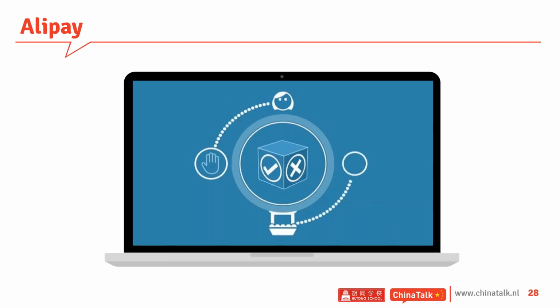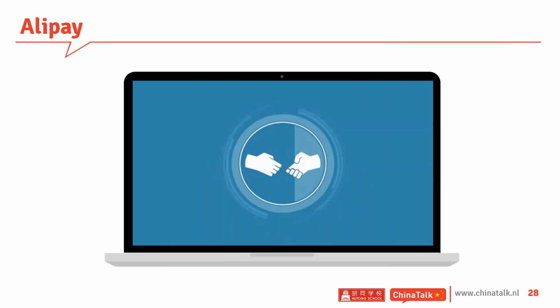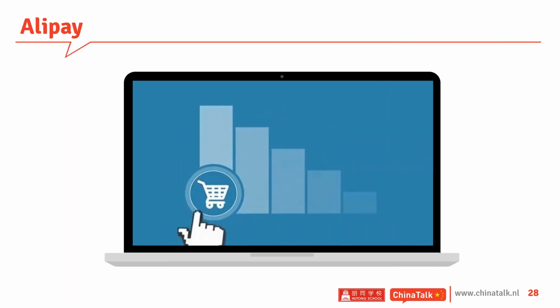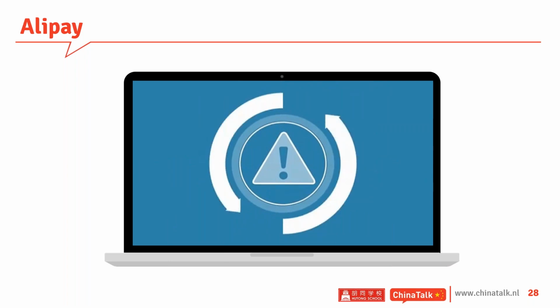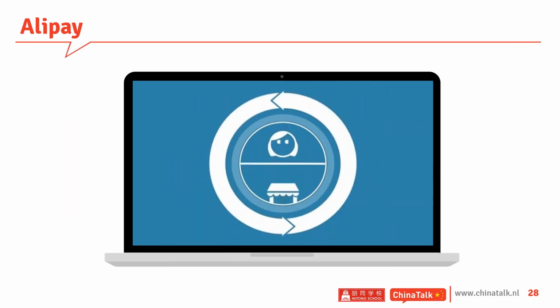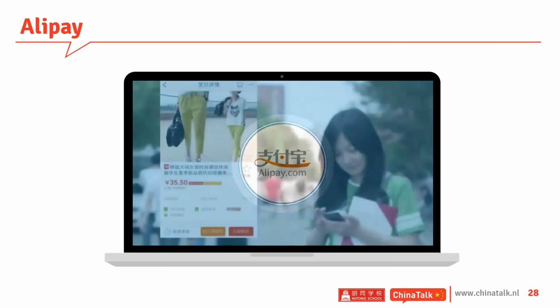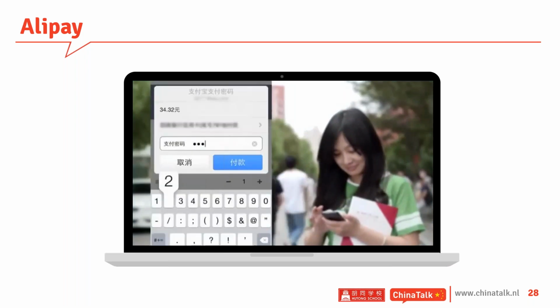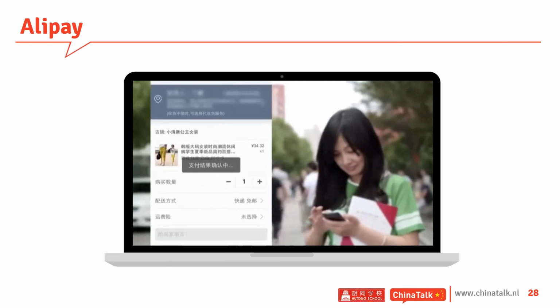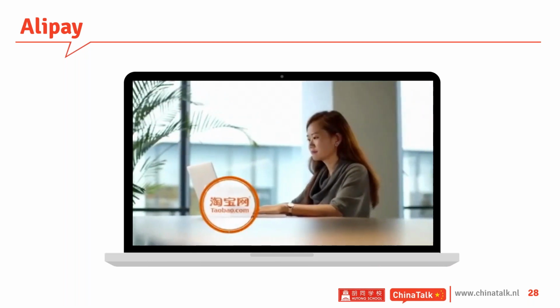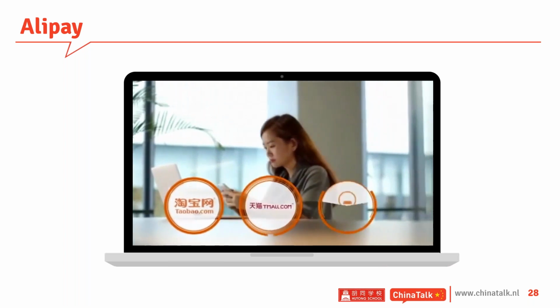Sellers were unwilling to ship products until they were assured that payment was coming. This lack of trust posed a serious challenge to the development of online shopping. That issue, the need to create trust among buyers and sellers, was the inspiration for Alipay. Alipay provides payment and escrow services for transactions on Alibaba Group platforms, including Taobao Marketplace, Tmall, and many third parties in China.